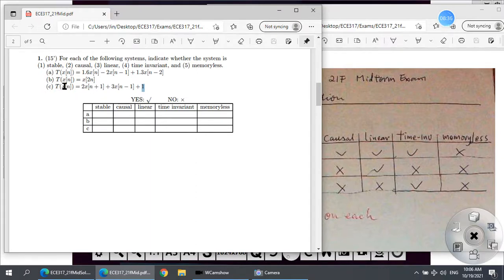And the time invariant, I say yes. If you shift n by some value, then here you also shift by the same n, right? So it is time invariant. And the memoryless, no. You have n plus 1 and n minus 1. It's not memoryless. Alright, so this is the first problem.